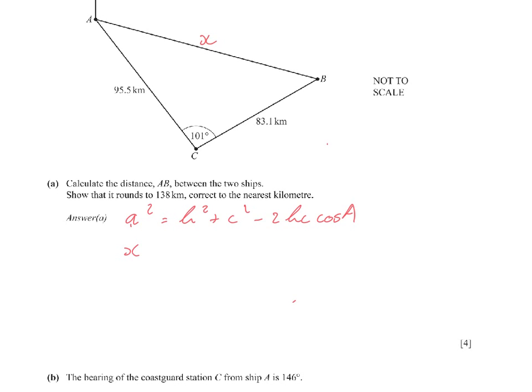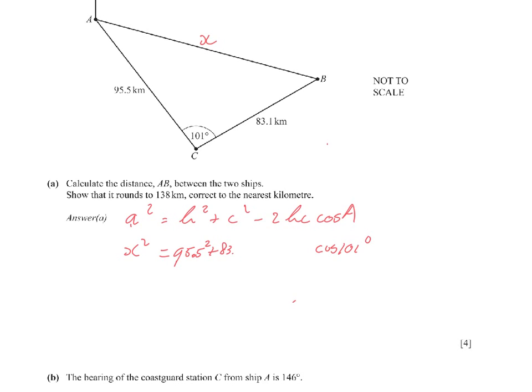So if a squared is x squared, the length of AB, then the cosine of A, the angle for x, is going to be 101. So I'm just going to write that down already, 101 degrees. And the other two lengths, b and c, it doesn't really matter in which order you write them down.